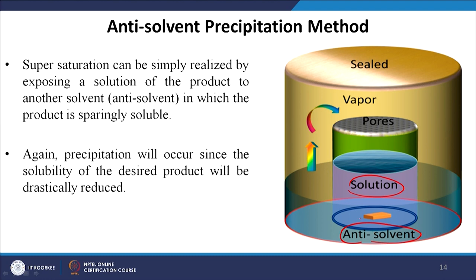So, what will happen after some time? Precipitation. Again, precipitation will occur since the solubility of the desired product will be drastically reduced. The whole chamber has been sealed. First, we dissolve the precursor in a good organic solvent, and then we slowly add the anti-solvent to this material. The solubility of the precursor will decrease and it will get precipitated at the bottom surface and we can collect the crystals. So, this method is called the anti-solvent precipitation method.